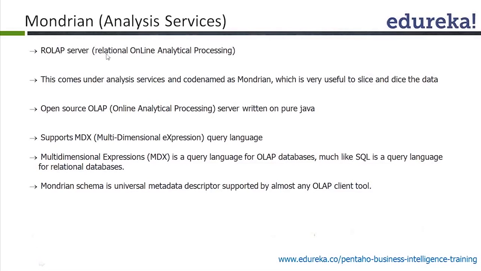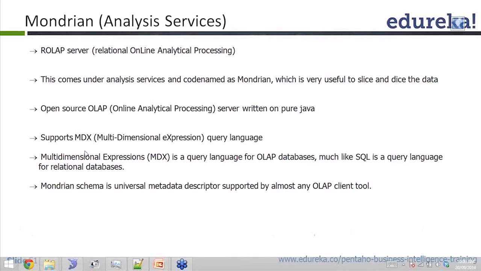Mondrian Analysis Services is the offering from Pentaho. We have seen it is ROLAP. It comes under Analysis Services and is codenamed Mondrian. It is used to slice and dice the data, very useful for ad hoc reporting.